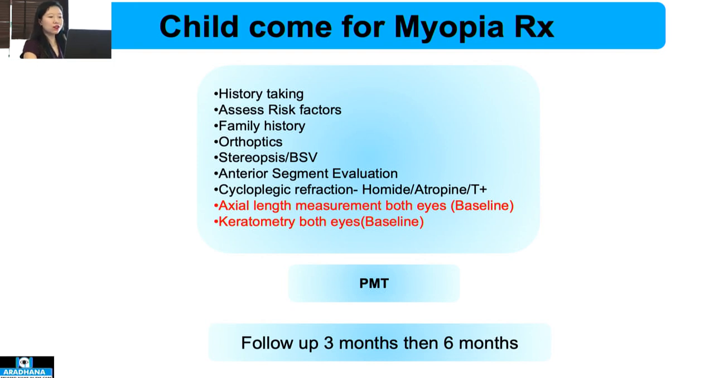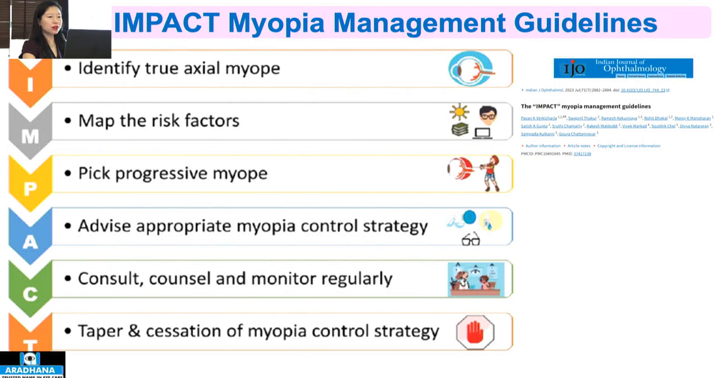I usually like to follow them up after 3 months to see how they are coping with the glasses, then routinely after 6 months. So the main thing about myopia is that all of us have difficulty in monitoring the progression, and hence the IMPACT myopia guideline was formulated, which was published in IJO in 2023.